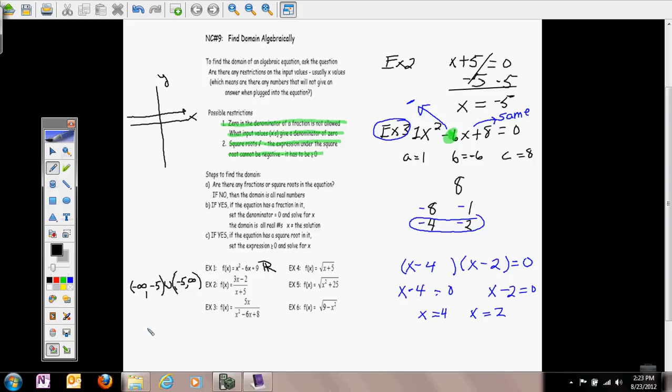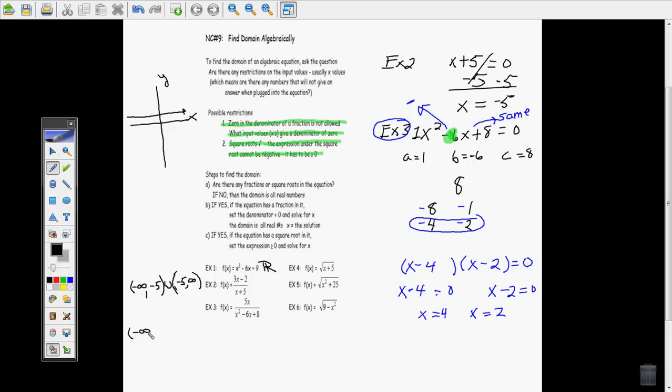Since I have two restrictions, writing my restrictions in interval notation is going to be a little bit lengthier. Okay. So I'm going to start from the left. So I'm going from negative infinity all the way up to my first restriction, which is actually 2. Union, restriction to restriction, and they're both open because of the fact that these aren't included.